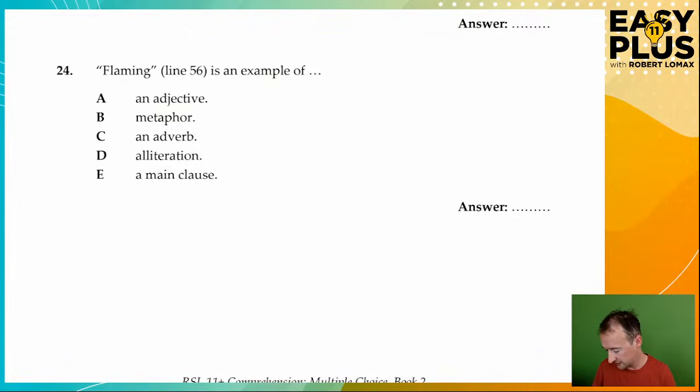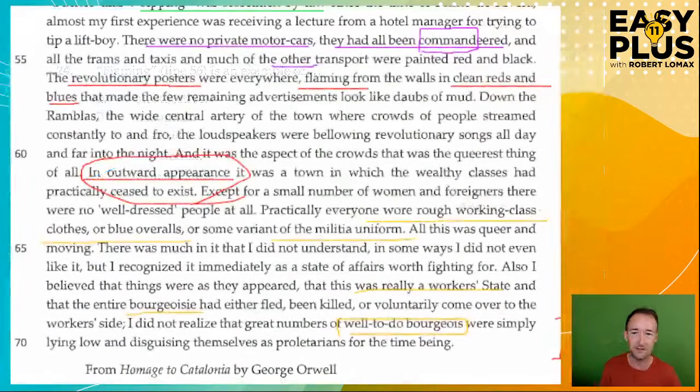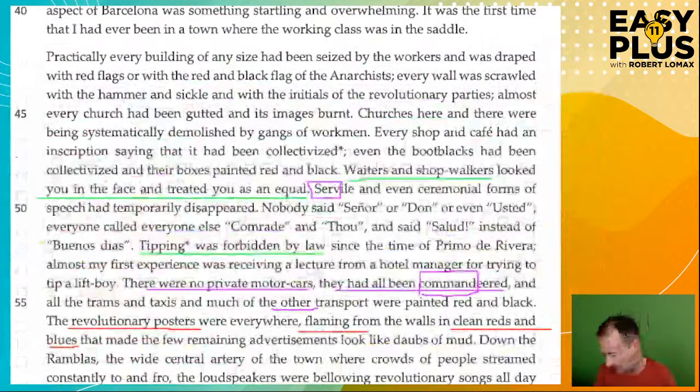What? Well, I can tell you straight away that it cannot be an example of a main clause, because it isn't a clause, it's just a word. A clause, to put things in simple terms, is a section of a sentence that would be divided with a comma at either end or both ends, depending where it is. And it just isn't. Just clearly isn't. But let's go into the text and have a look at flaming, line 56.